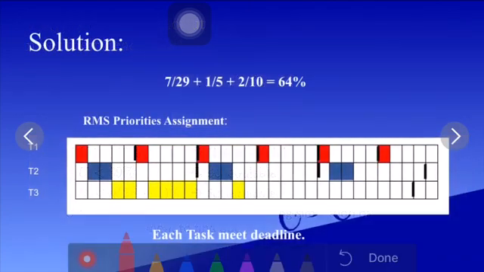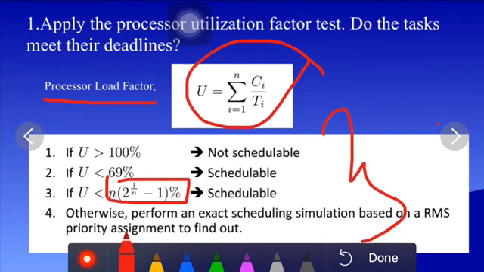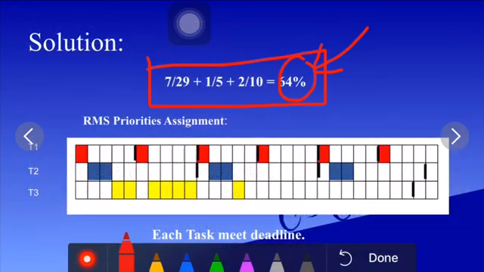So let's see the first question and the solution. This is how the calculation happens: 7/29 plus 1/5 plus 2/10 equals 64%. This means it is schedulable because U is less than 69%. This is the RMS priority assignment. It means the deadlines are met, because the black line means it meets the deadline.